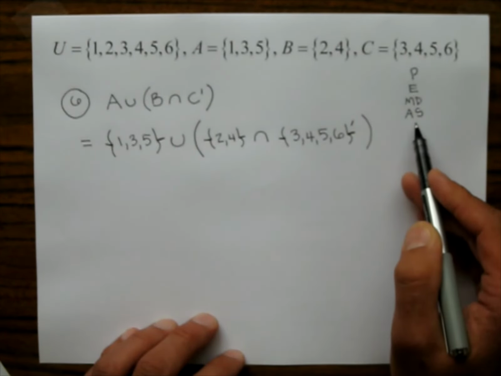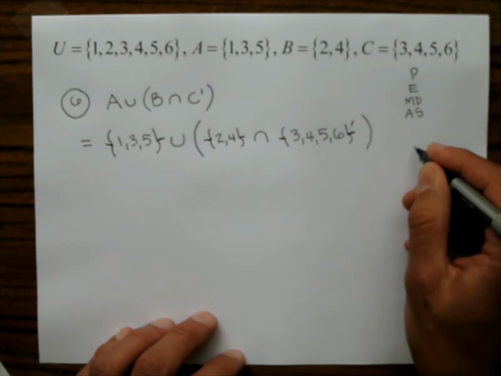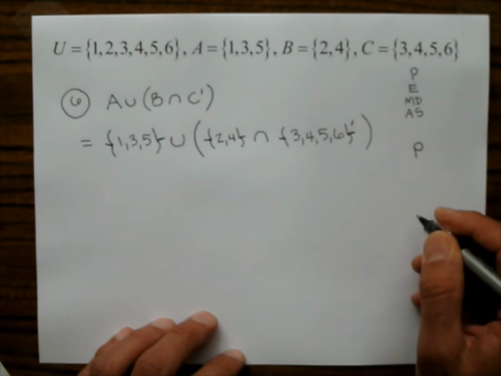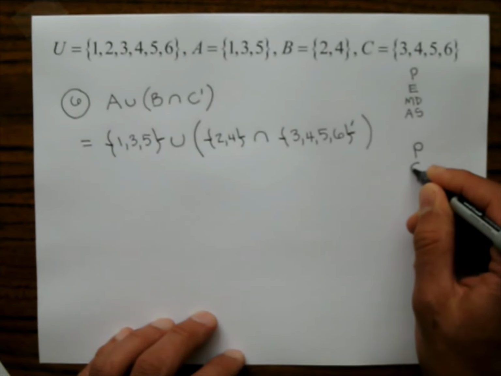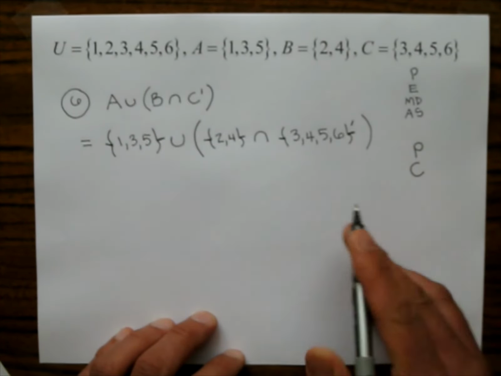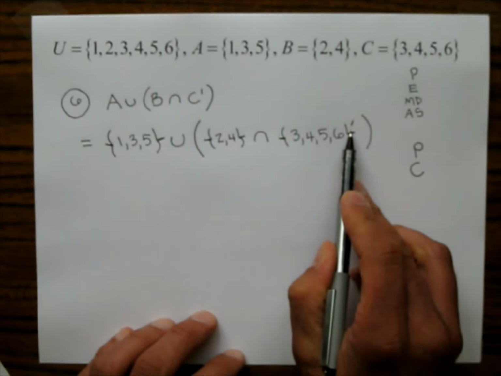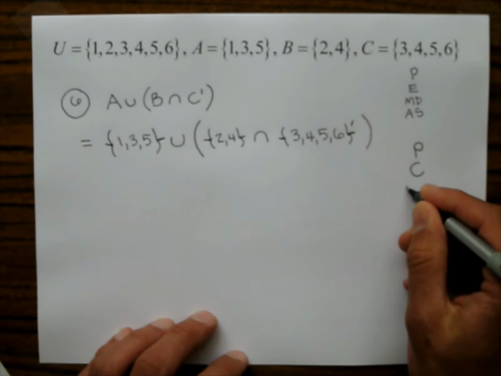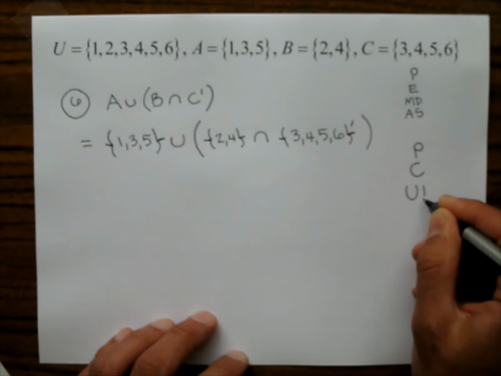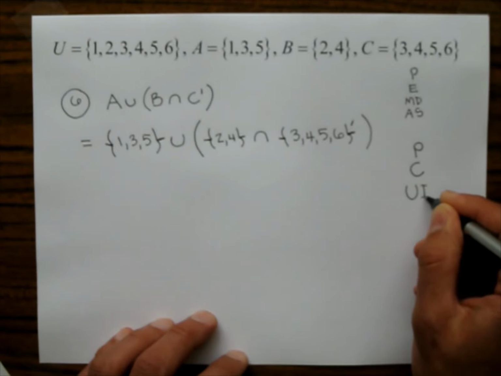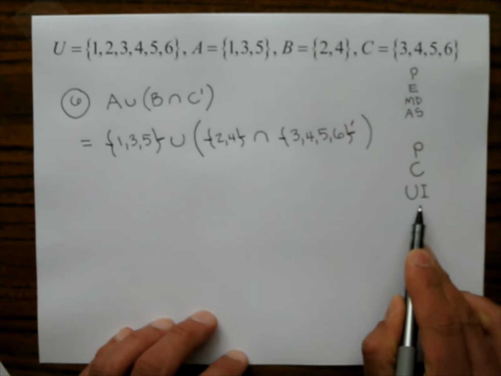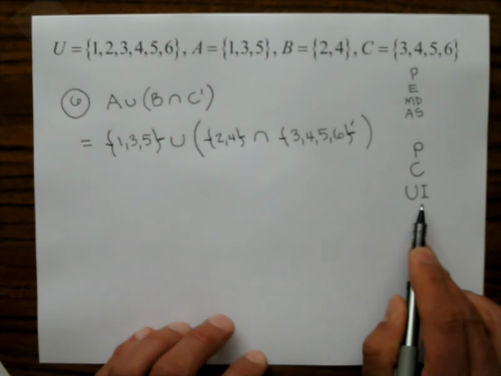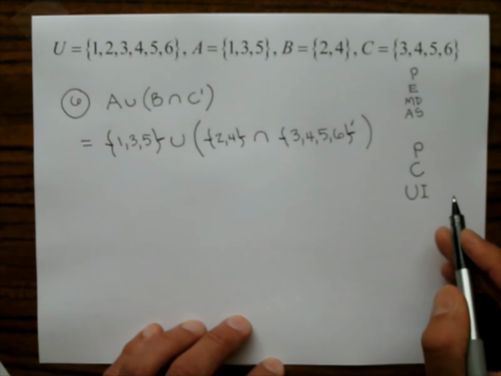Well, this is for arithmetic. For set theory, we have a different one. It looks like this. Parentheses is still the top of the pecking order, and then complements, that's that thing right there, and then unions and intersections. And depending on the context of the class, those might not be on the same level, but in this class I'll put them on the same level, and that's how you do these ones.